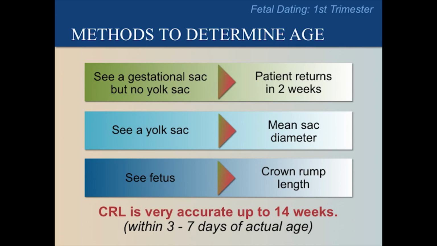If you see a fetus with a heartbeat, the best estimation of gestational age is made by measuring the crown rump length, or CRL, which means measuring the length of the fetus from the crown of the head to the rump. The crown rump length is very accurate for determining gestational age if it is done correctly before 14 weeks and varies by 3 to 7 days from the actual age.